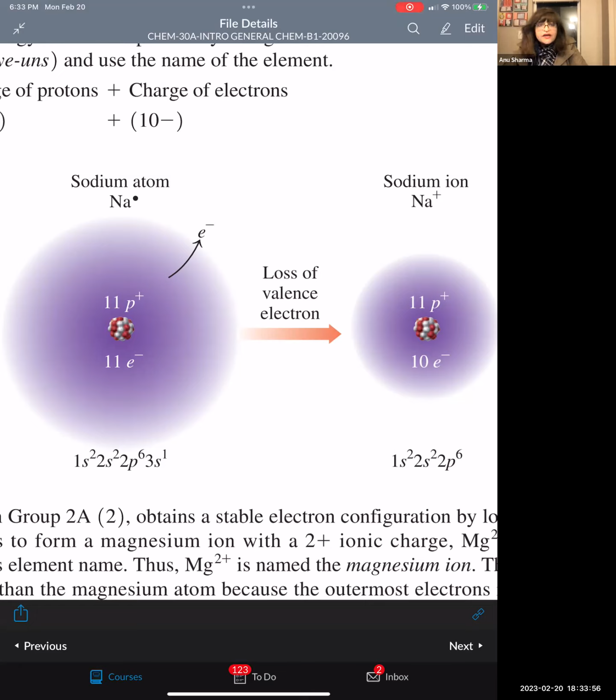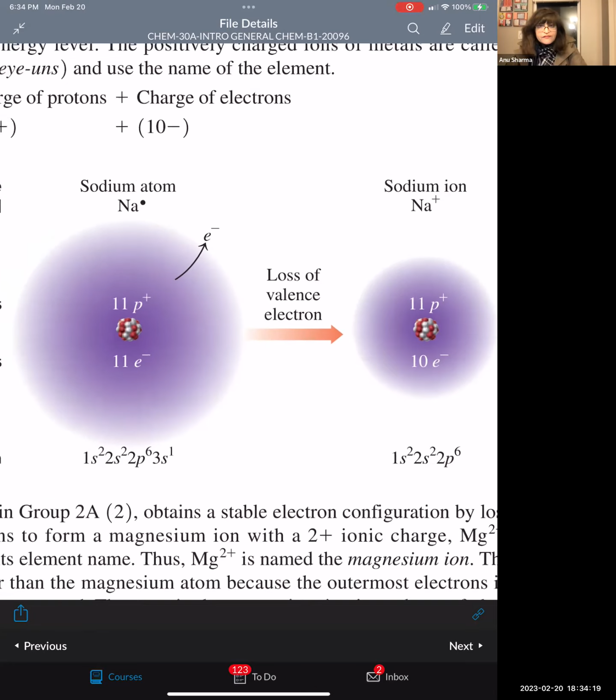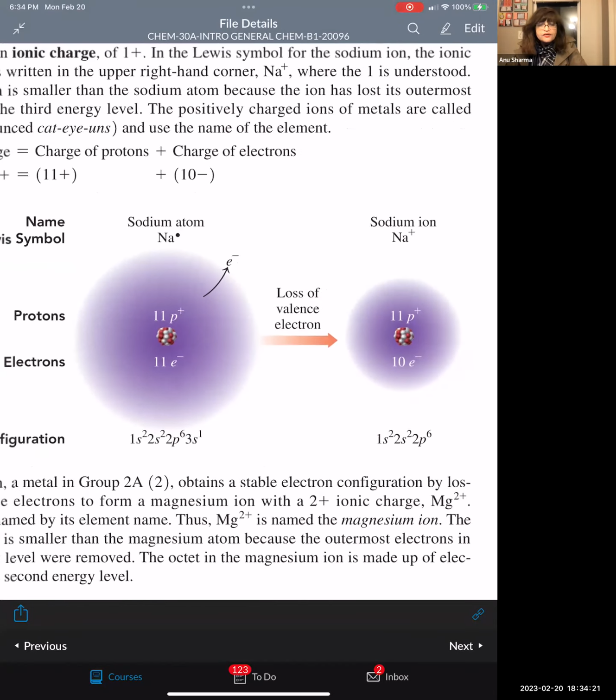Now, look at the size. The size of a neutral atom where there are 11 protons and 11 electrons, the size is big, right? But the loss of one electron makes the protons more powerful, more dominant. So the electron cloud shrinks. And as a result, the atomic radius is smaller in the case of a cation. So the cations will always have a smaller radius than the neutral atom.